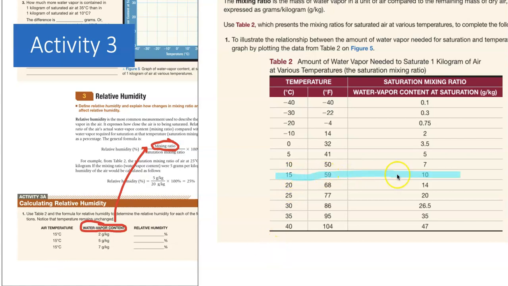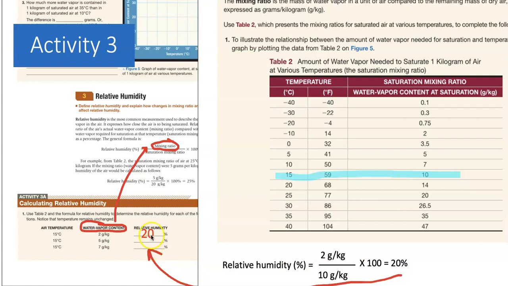15 degrees centigrade, 10 grams per kilogram is the most it could hold, and that's what's going to go on the bottom. So I've got 2 grams per kilogram on the top divided by 10 times 100 is 20%. So the relative humidity in this case is 20%.